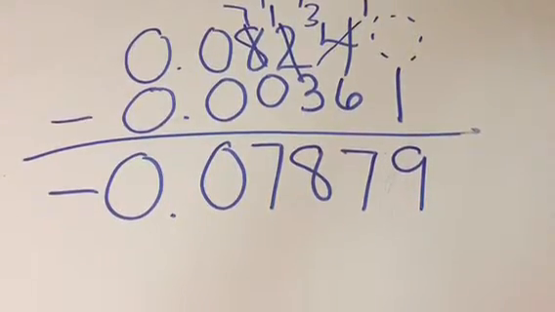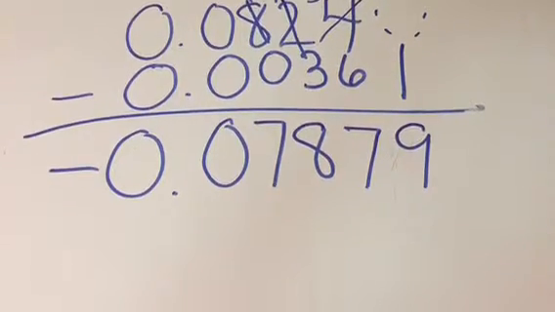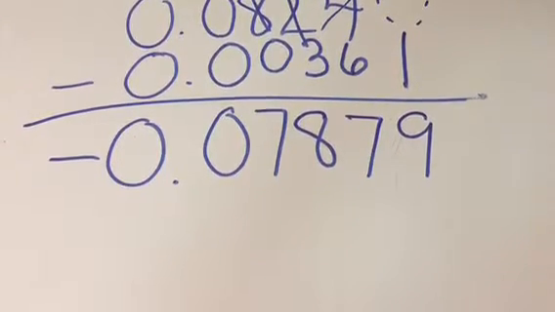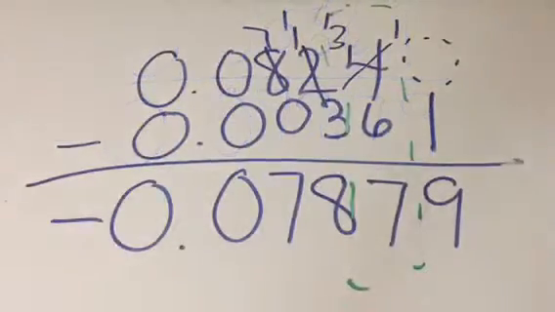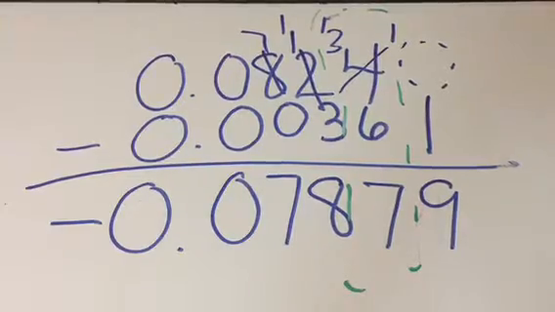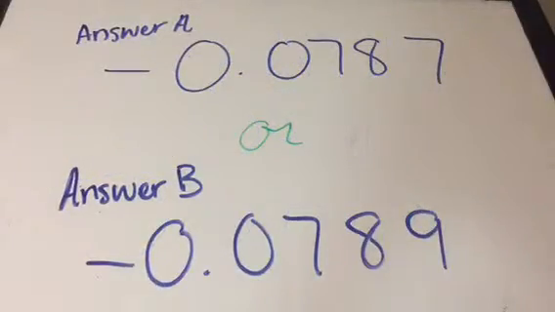0.0824 minus 0.00361 is equal to negative 0.07879. Okay, so this one's going to look a little tricky. Which answer did you come up with? If you chose answer B, you're correct.